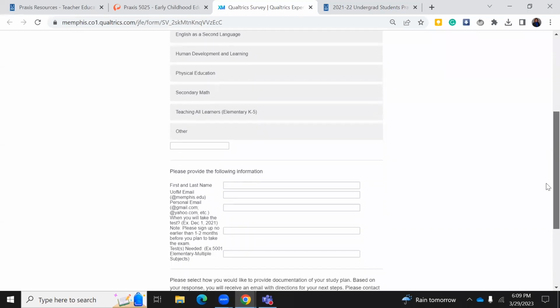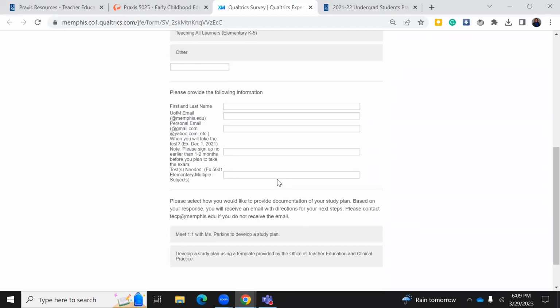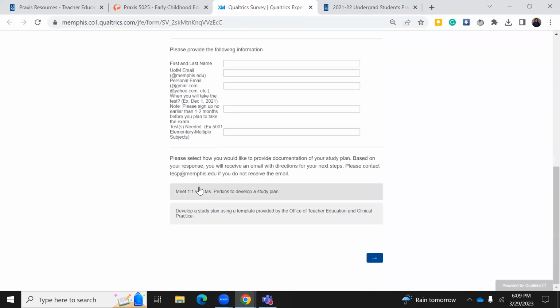So you would just choose Human Development and Learning, give us a little information about yourself, and you have a choice. You can meet with me one-on-one to develop a study plan, or you can develop a study plan using the template that's provided. So if you've already been studying, you already kind of know what you're doing, then I suggest that you develop the study plan on your own. But if you need some more direction, I'm always happy to meet with you all.